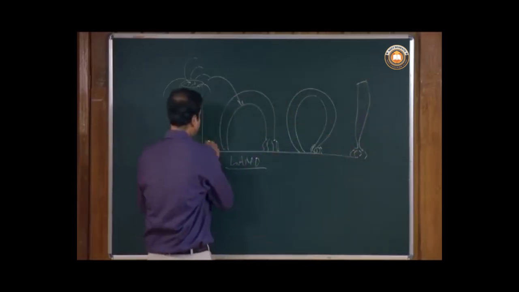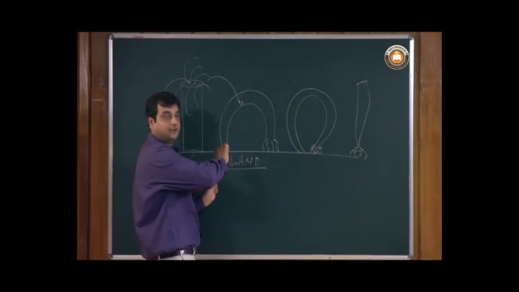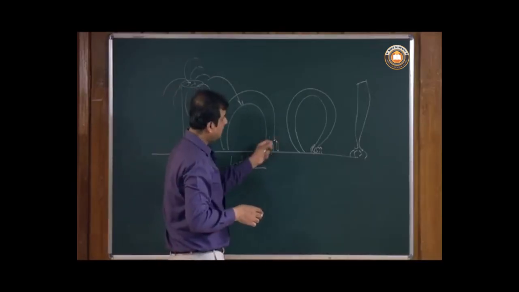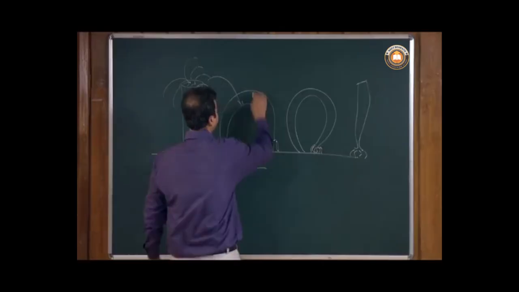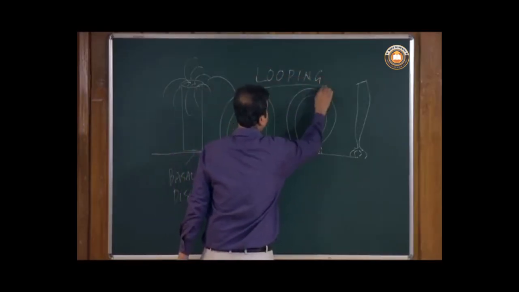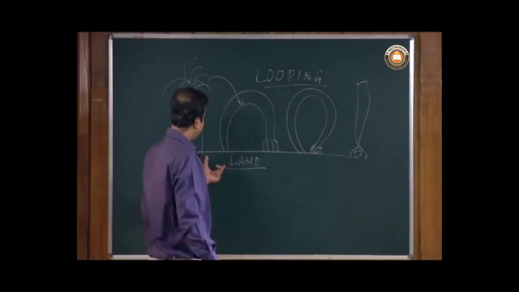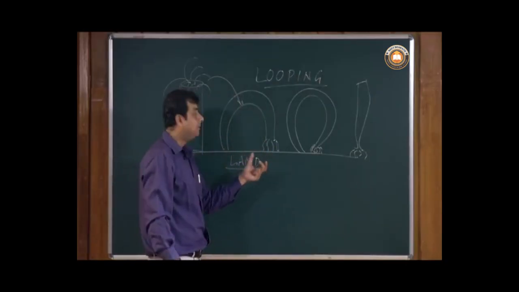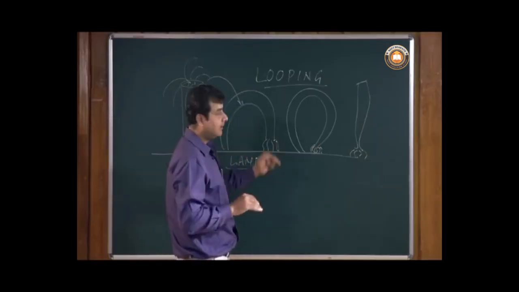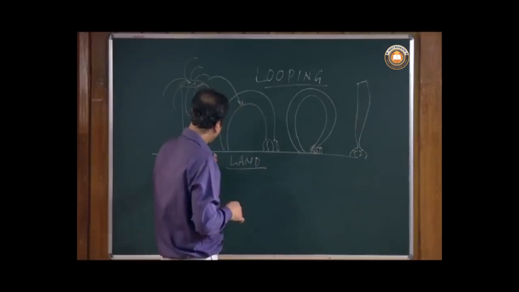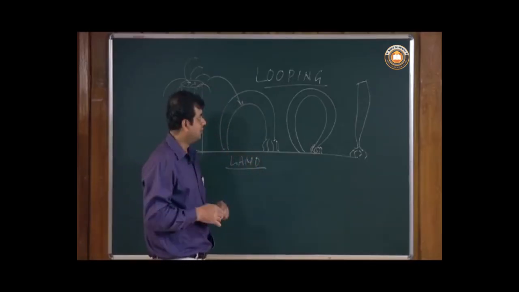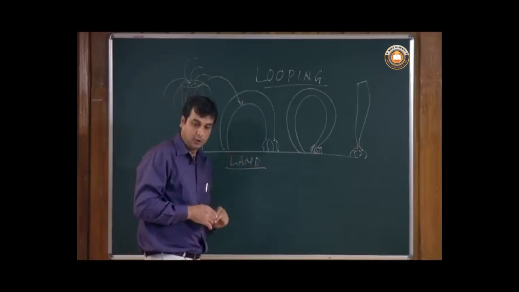This phenomenon, where the tentacle comes and is involved in the movement, is called looping. Looping is one such phenomenon in hydra where the tentacles are involved in moving the whole body by doing some sort of movement. Since there is a change of location, we call it locomotion. This is one aspect, looping.